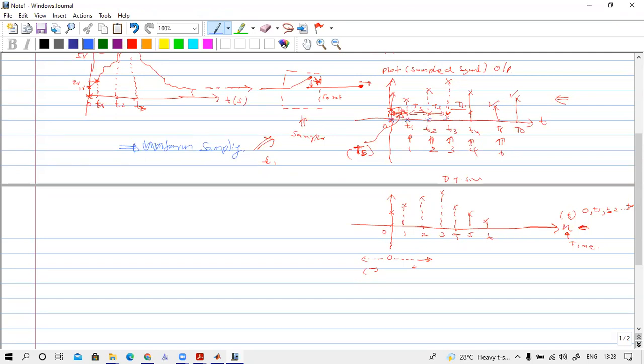Between every nearby sample, we get a constant sampling time. So that is Ts. So we call this uniform sampling.